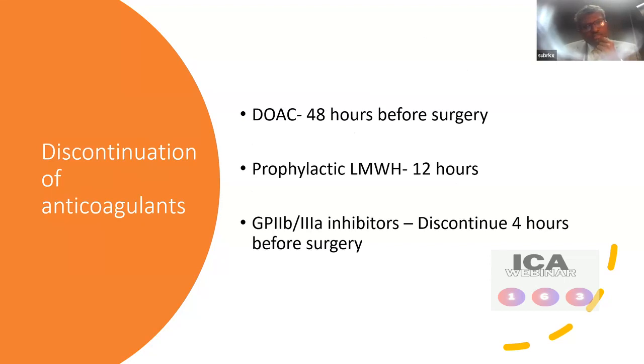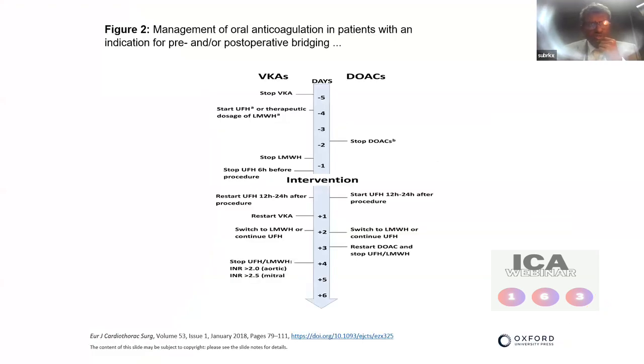There are several recommendations from several societies where you stop these drugs. If you have anticoagulation with dabigatran, you may have to stop 48 hours before surgery. If the patient is taking low molecular weight heparin, 12 hours before surgery. GP2B, 3A inhibitors discontinue 4 hours before surgery. This slide indicates when you stop, when you restart.